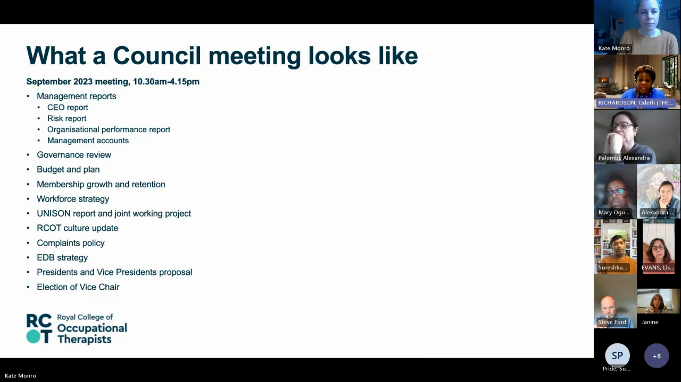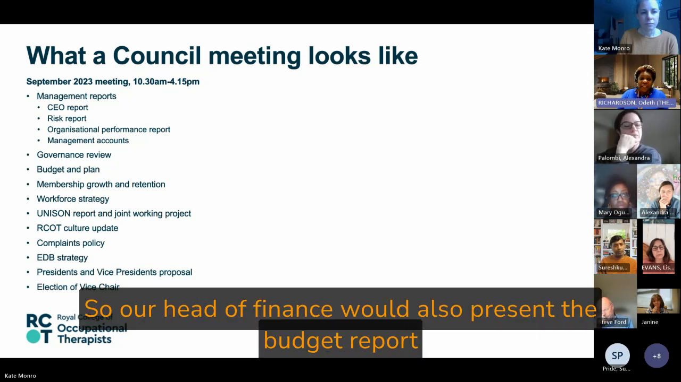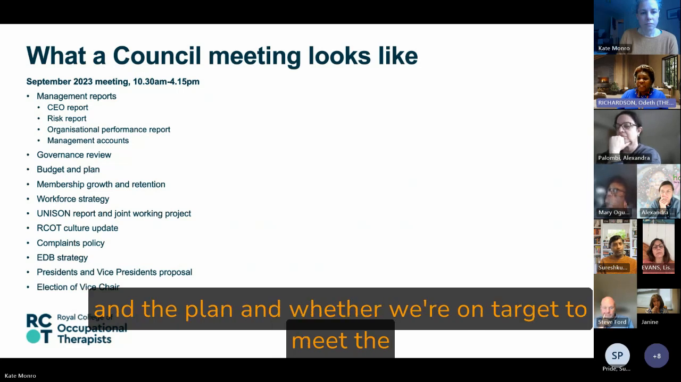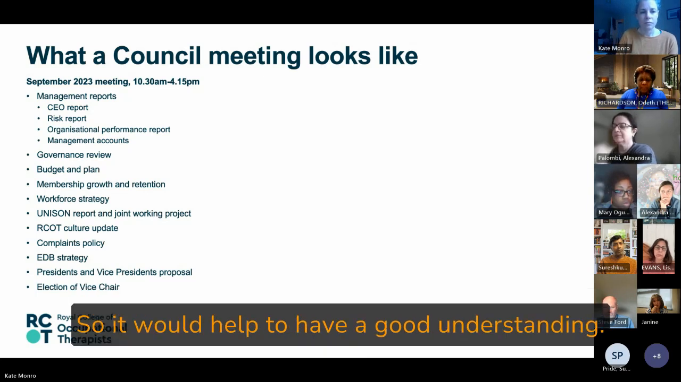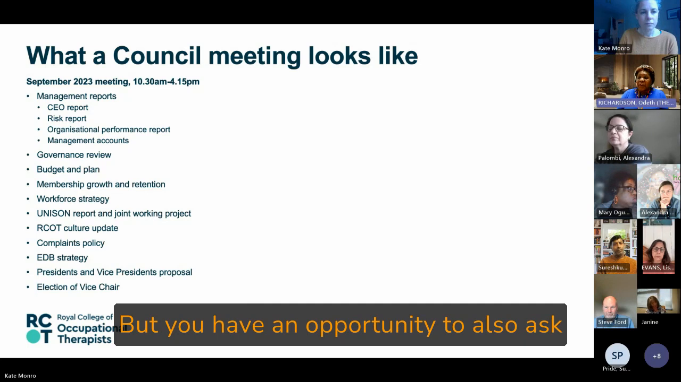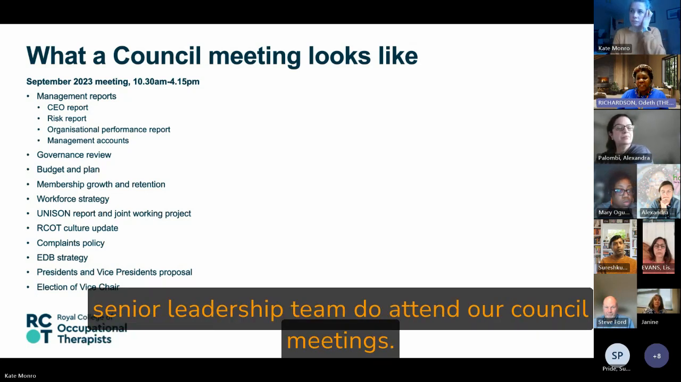Budget and plans, as you know, finance is always important. So our head of finance would also present the budget report and the plan and whether we're on target to meet the plan, what our expenditure is looking like and so on. So it would help to have a good understanding, but you have an opportunity to also ask questions of all our managers, because all our senior leadership team do attend our council meetings.